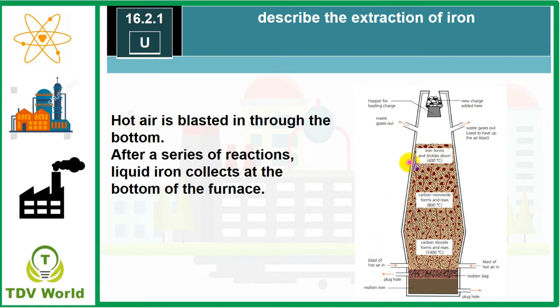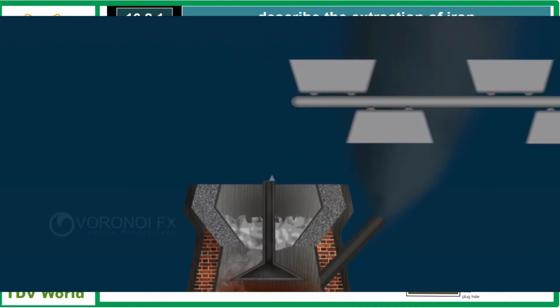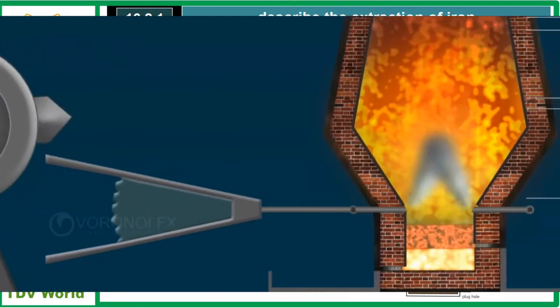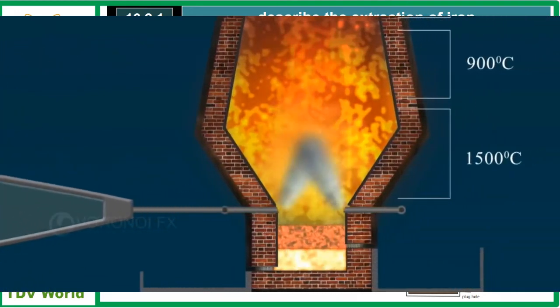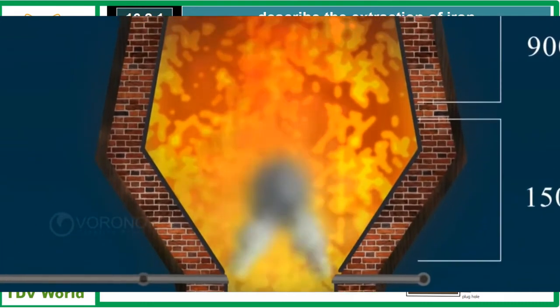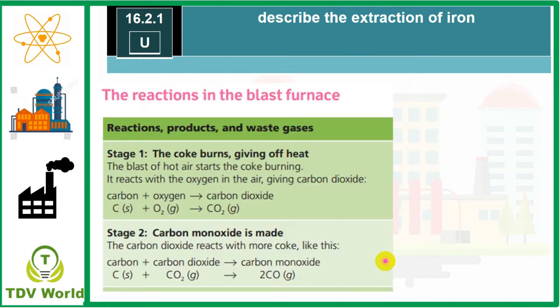So hot air is blasted in through the bottom. What you do, you put those things, the iron ore, that is hematite, the second limestone, and the third coke, into the furnace. You use hot air from the bottom. Hot air is blasted in through the bottom. After a series of reactions, liquid iron collects at the bottom of the furnace. Now from this slide onwards, very important reactions I'm going to discuss, and these reactions are very important, right?